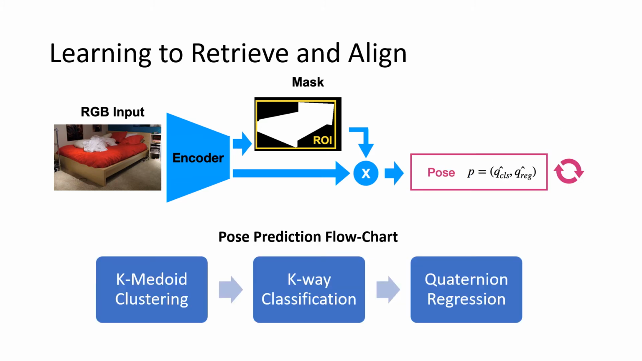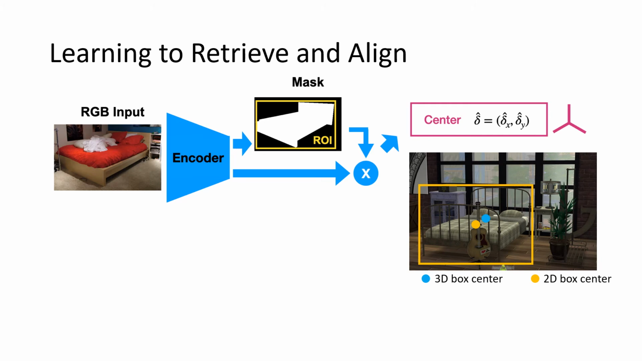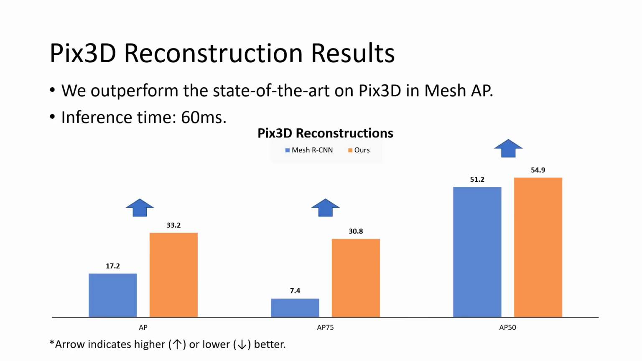From the same ROI feature, we also predict the rotation and translation of the object in the camera space. For rotation, we first perform k-medoid clustering on the quaternions of each class and obtain k canonical poses. Then we learn a k-way classifier as well as a quaternion regressor for each bin. To avoid dissimilar targets, we only have losses from bins within 30 degrees of the ground truth pose. For translation, we regress the projected 3D box center in blue from the 2D box center in orange. The deltas are normalized by the bounding box size as in the standard bounding box regression.